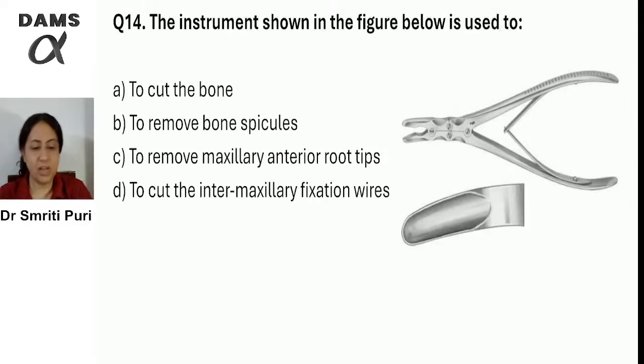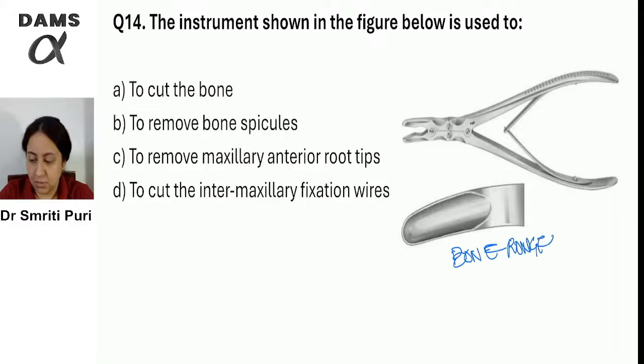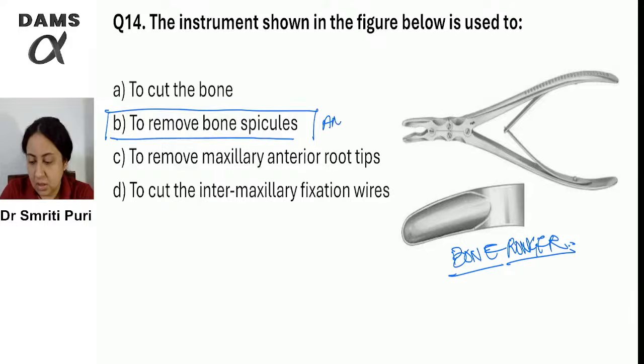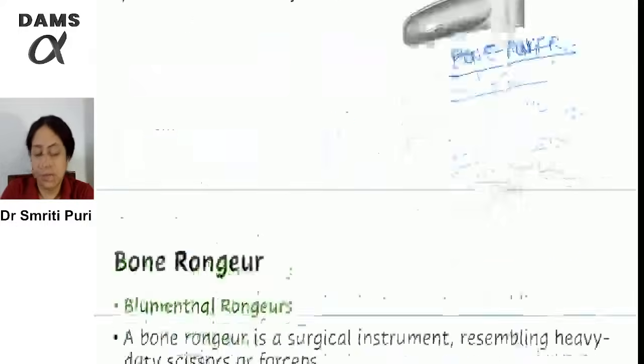Coming to question number 14, the instrument shown in the figure below is used to: A, cut the bone; B, remove bone spicules; C, remove maxillary anterior root tips; and D, cut the intermaxillary fixation wires. So this is a bone rongeur, right? This is a bone rongeur. It is used to remove bony spicules.